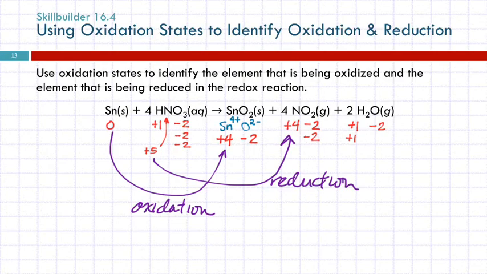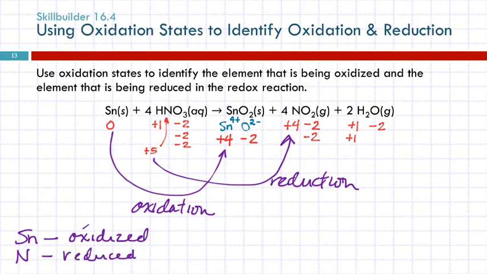So tin, Sn, is being oxidized. Nitrogen is being reduced. It's not the nitric acid that's being reduced, it's the element nitrogen in the nitric acid. Any questions?